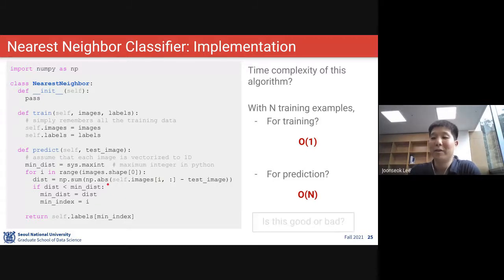Now, is this good or bad? To summarize, when we train, the training complexity is not dependent on the size of the training set. So if we have billions of images, the training is done immediately. But when we predict, we need to go over that large training set. So it's a trade-off between the training and prediction. Training is fast, prediction is slow, right? Is it good or bad?